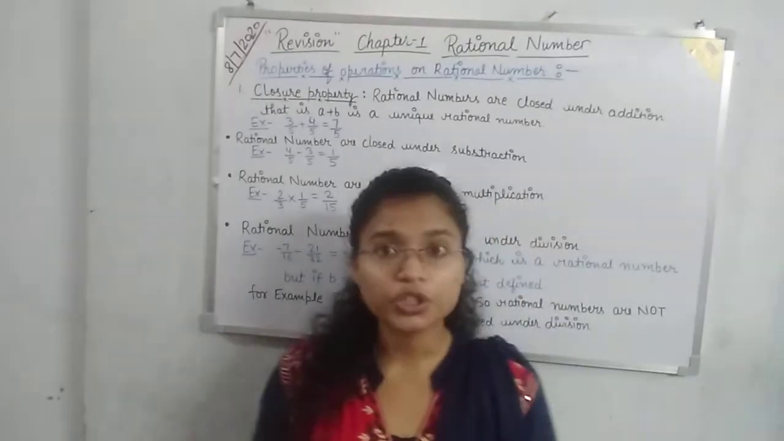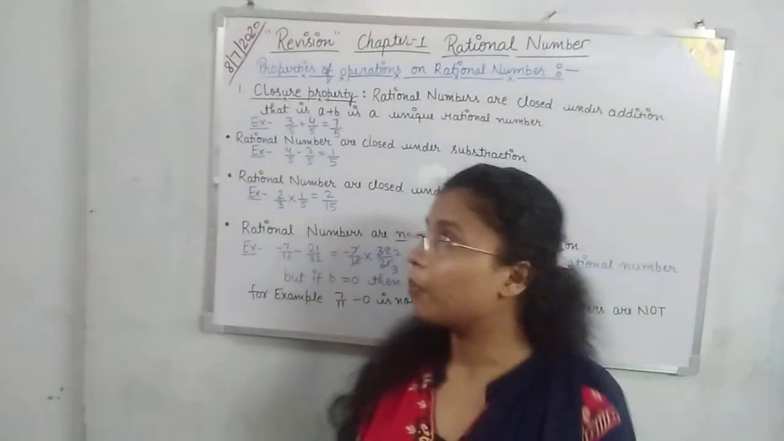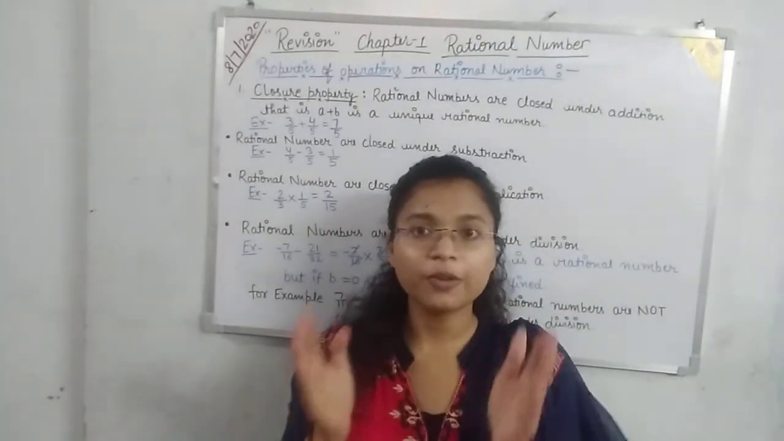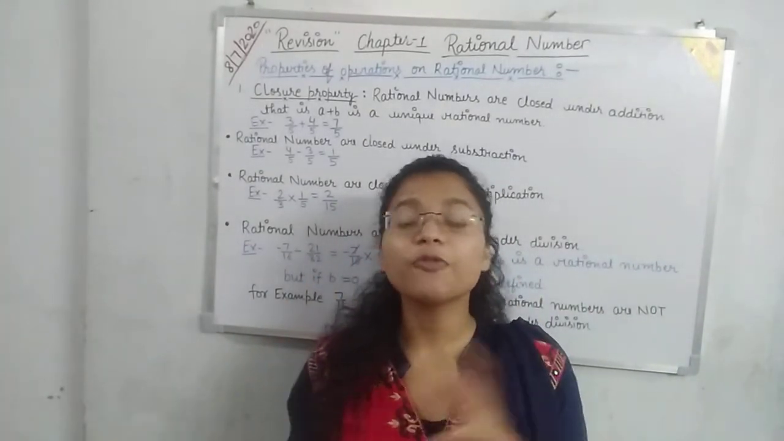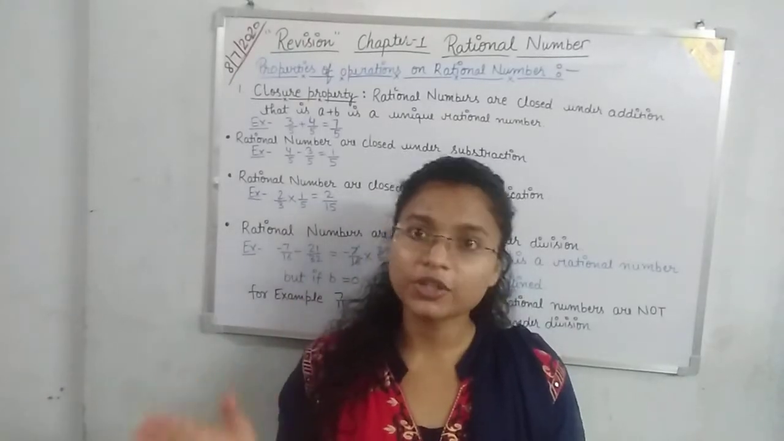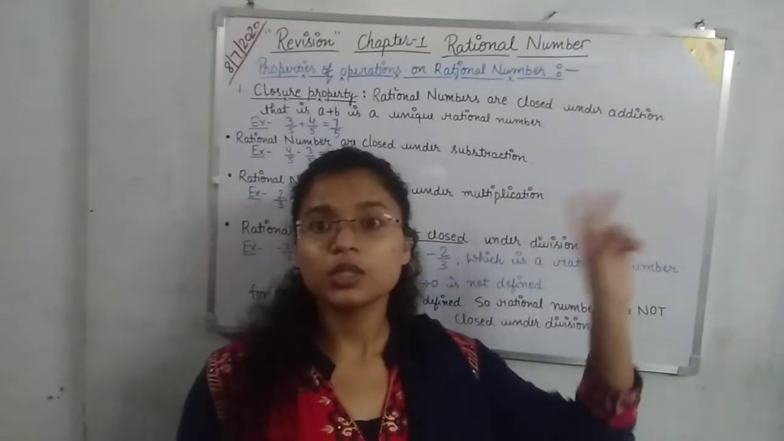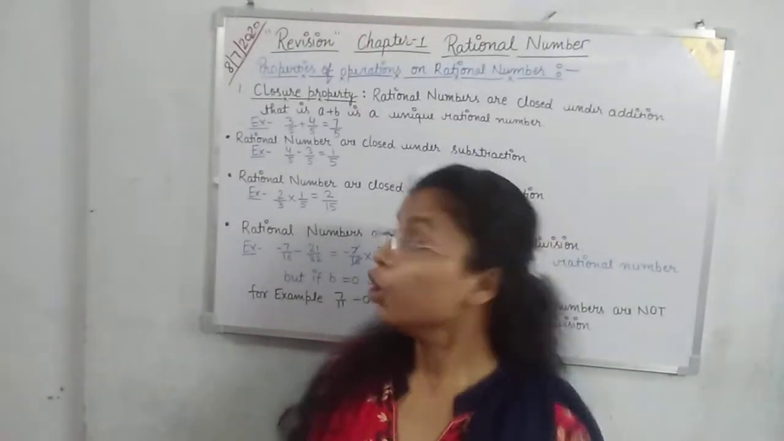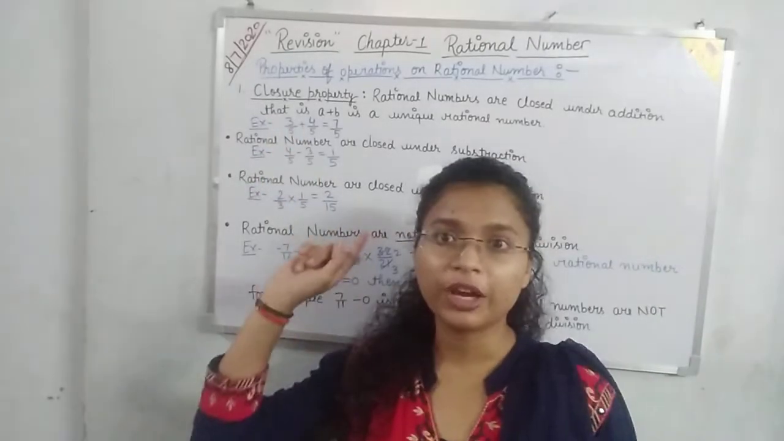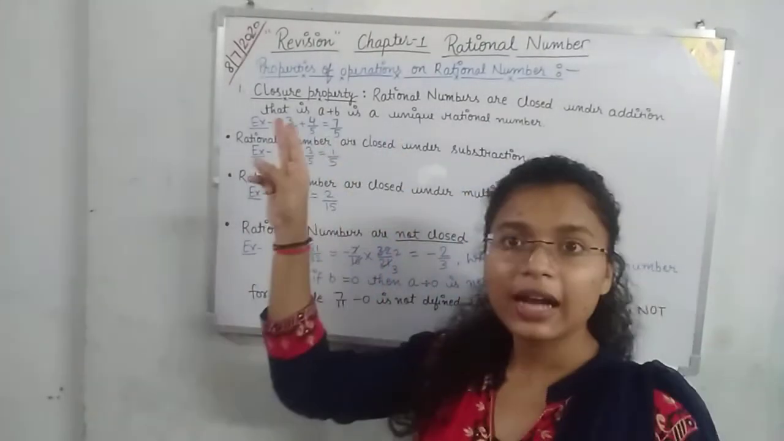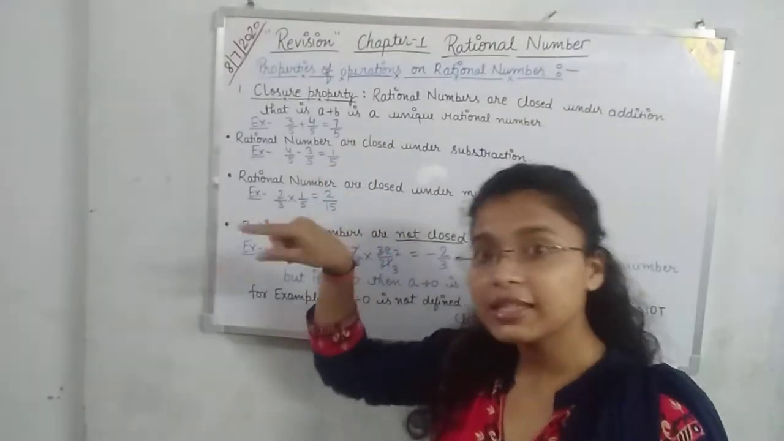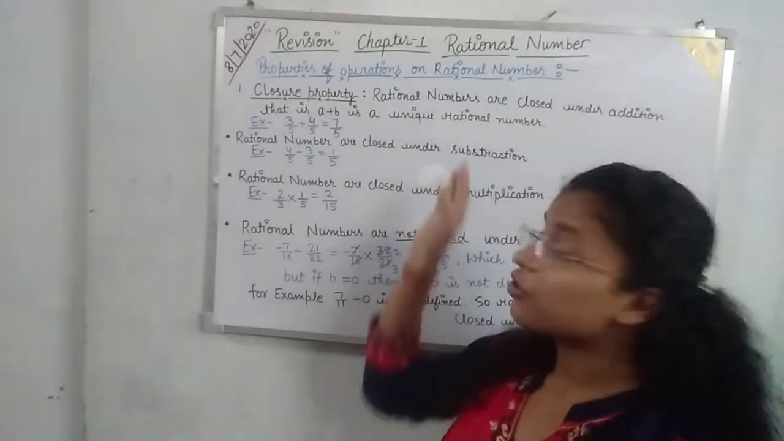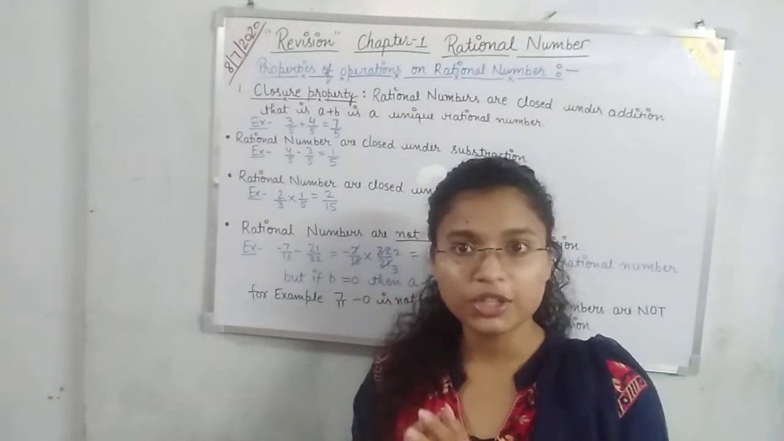First property is the closure property. In the closure property, the rational numbers are closed under addition. Closed under addition means if you take two rational numbers and add them, again you will get a rational number. For example, 3 by 5 and 4 by 5. Both are rational numbers. When you add them, you will get 7 by 5. Again 7 by 5 is a rational number. That means we can say that the rational numbers are closed under addition.